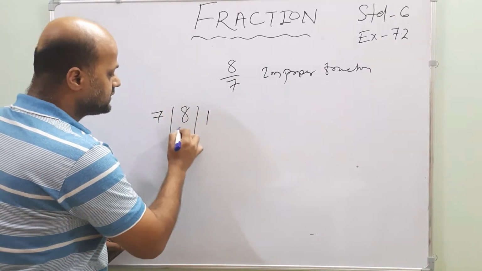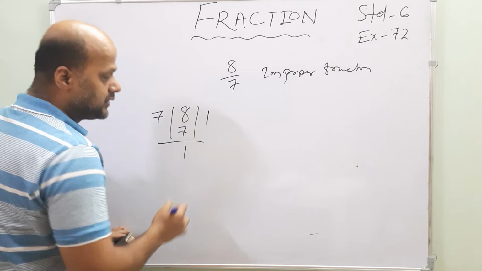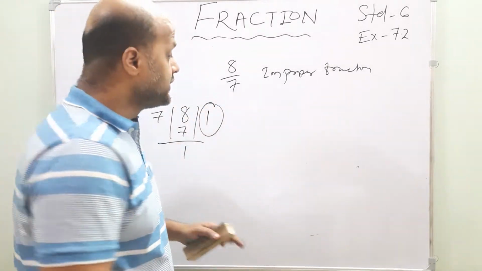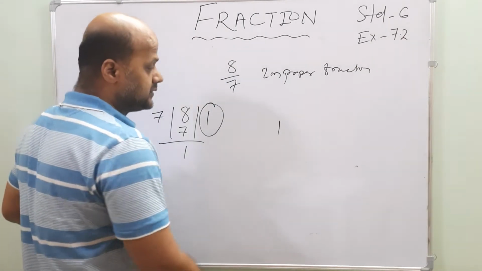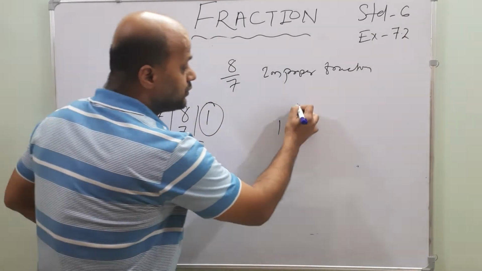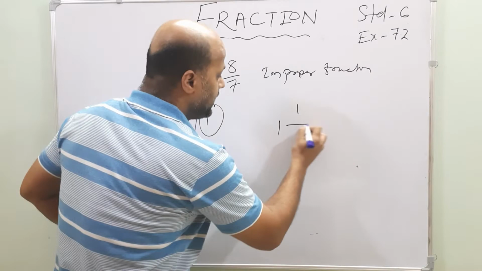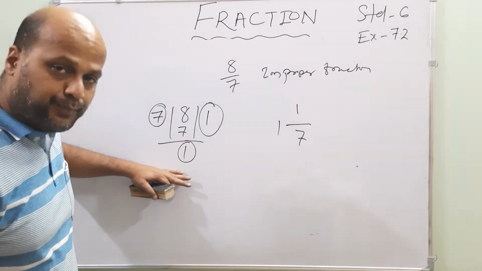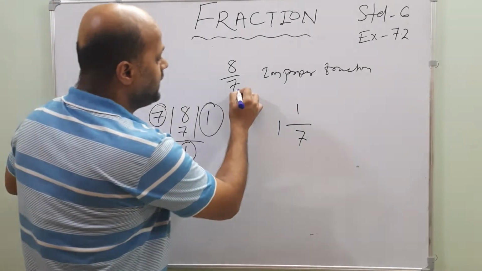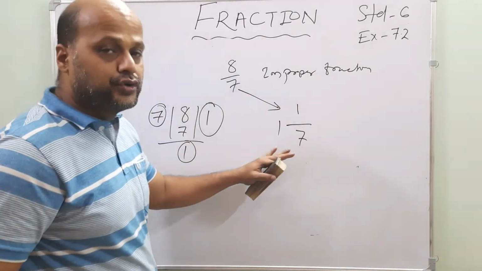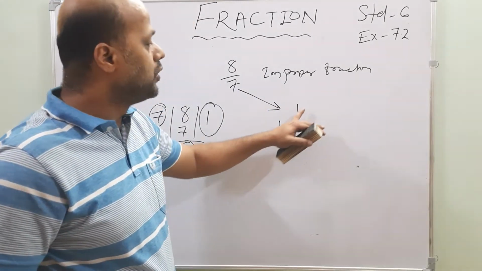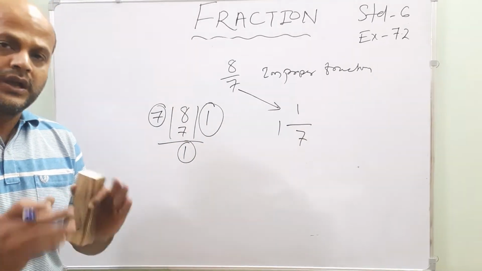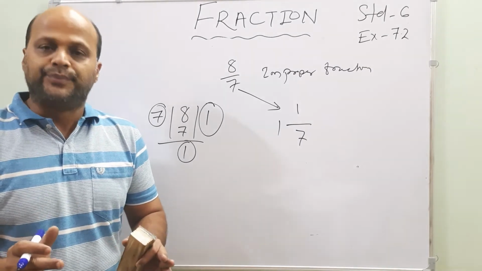7 ones are 7. Here 1. So whatever the complete division is, you have to write it, like 1. Whatever the remainder is, you have to write in the numerator, and the divisor will be 7. So I will write the improper fraction 8 by 7 as the mixed fraction 1 whole 1 by 7. This is the funda of how to convert an improper fraction to a mixed fraction.